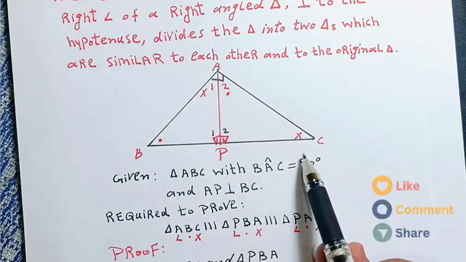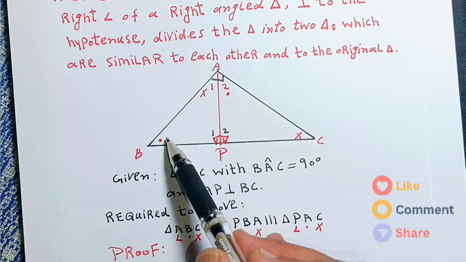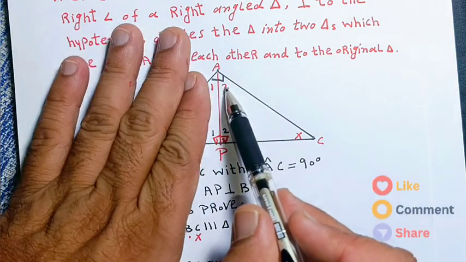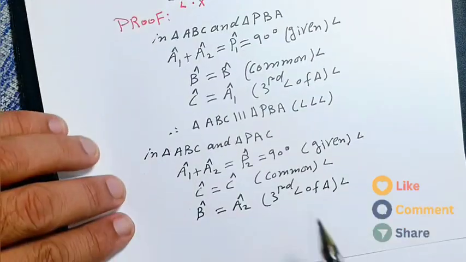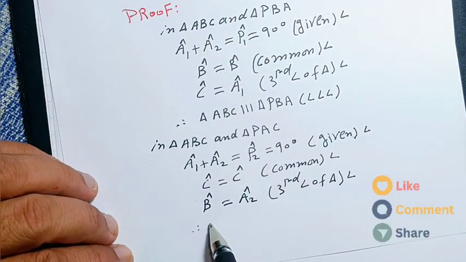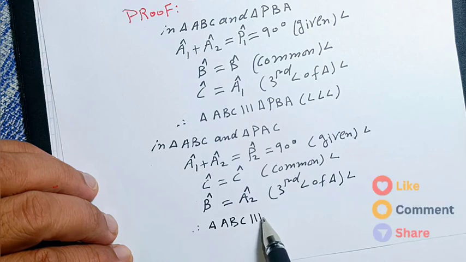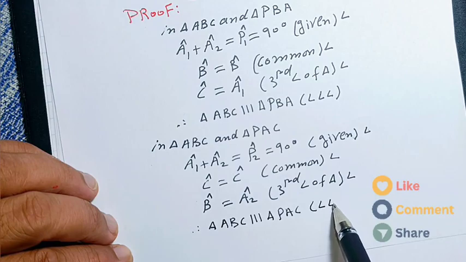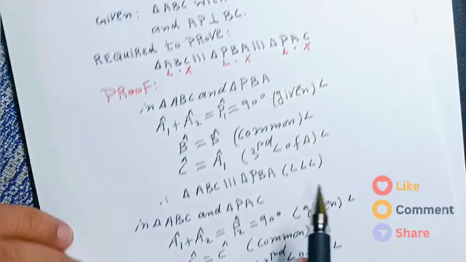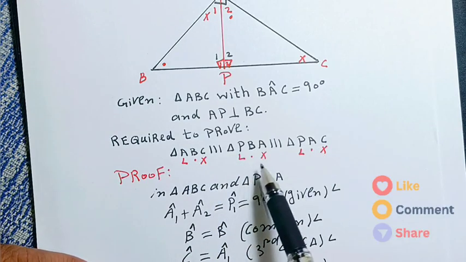That's my third angle of the triangle. This one, angle B in the main triangle, and the angle A2 here. This is the third angle of triangle PAC. So therefore triangle ABC is similar to triangle PAC, reason: angle, angle, angle. So I proved triangle ABC is also similar to triangle PAC.